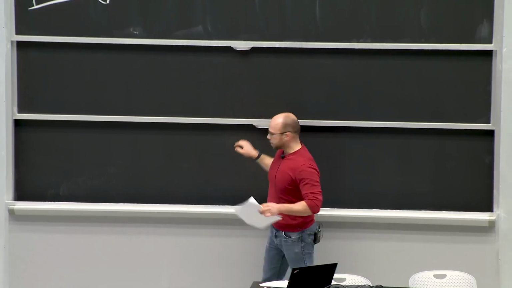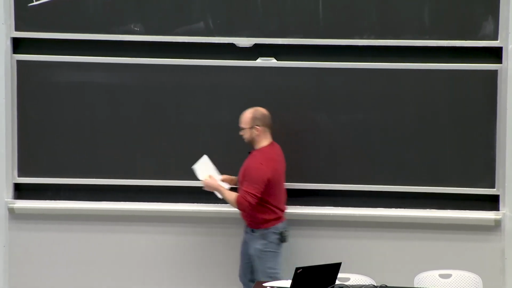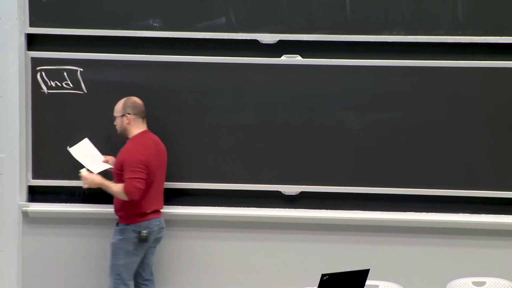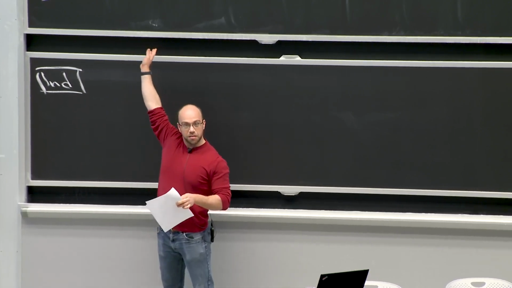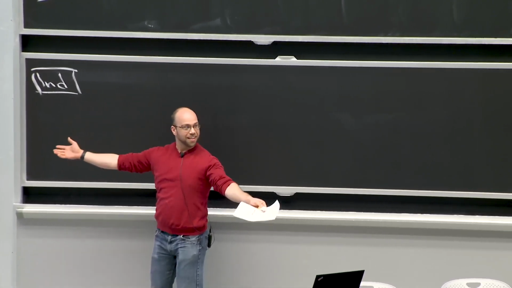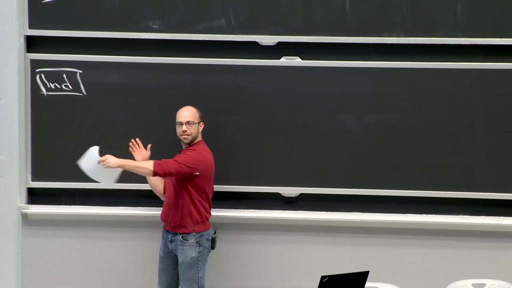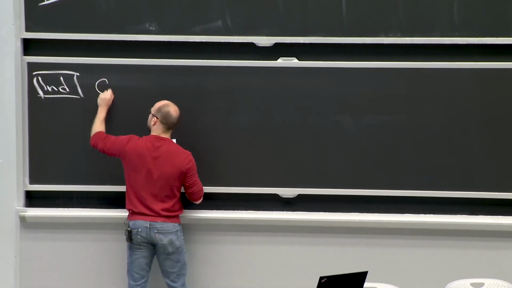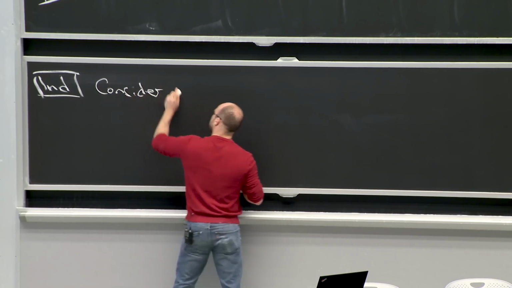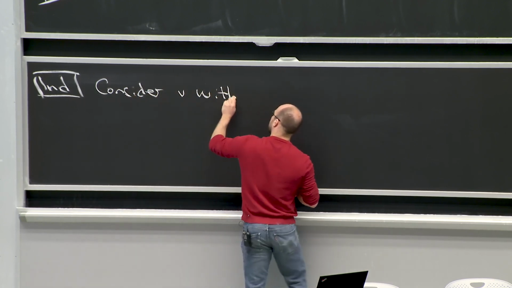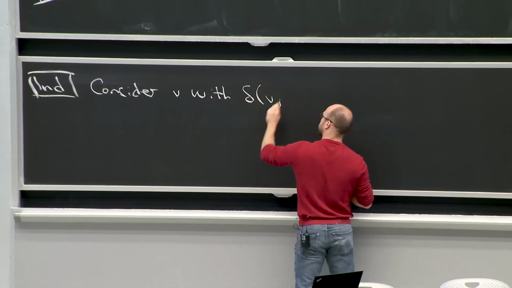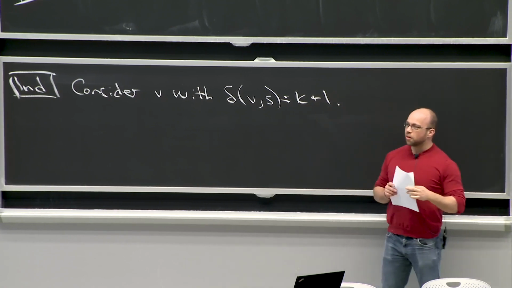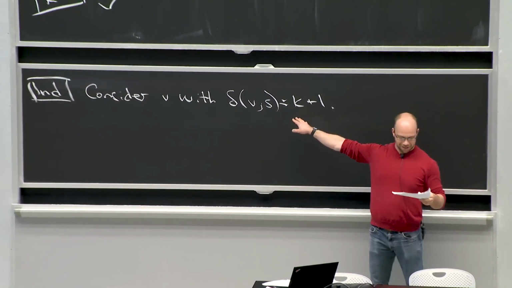So now we have to do our inductive step. What does that mean? We're going to assume that our statement is true for all nodes within a distance k, and then we're going to prove that our statement is true for all nodes within a distance k plus 1. Okay? So let's do that. Let's consider a vertex v that's distance k plus 1 away. So in other words, the distance from the source to v is equal to k plus 1, right? And our goal is to show that the parent of v is set correctly.